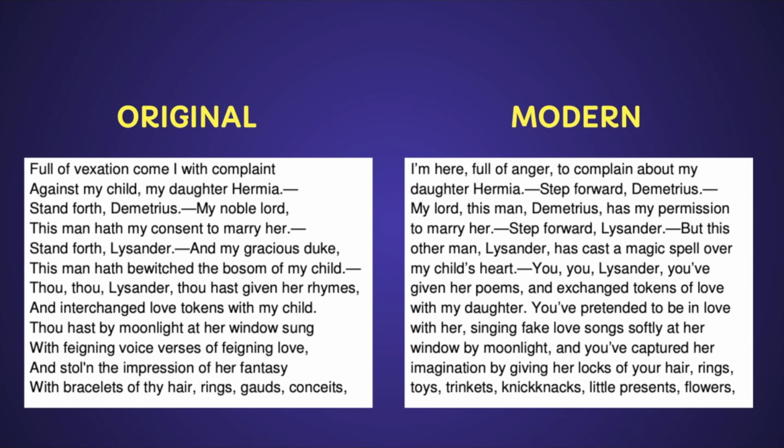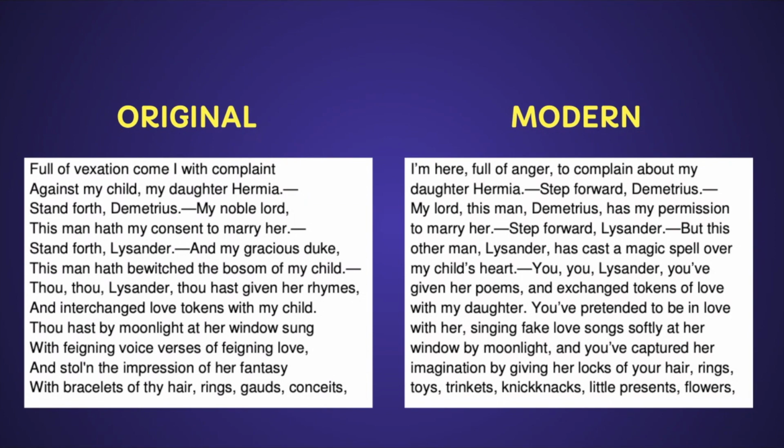So the original says, "Full of vexation, come I with complaint against my child, my daughter Hermia. Stand forth, Demetrius, my noble lord. This man hath my consent to marry her. Stand forth, Lysander, and my gracious duke. This man hath bewitched the bosom of my child. Thou, Lysander, thou hast given her rhymes and interchanged love tokens with my child. Thou hast by moonlight at her window sung with feigning voice verses of feigning love, and stolen the impression of her fantasy with bracelets of thy hair, rings, gauds, conceits."